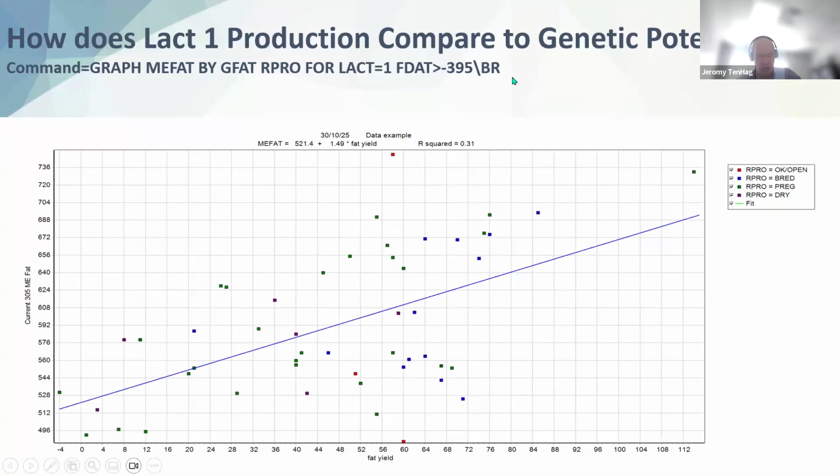Just as a note, and then we'll wrap up here. The R switch, the /BR. The B makes sure we look at animals even if they've left the herd, so active and inactive animals. And then the R puts that regression line on the graph, like the blue line you see. That's what the R switch does for us. Okay.